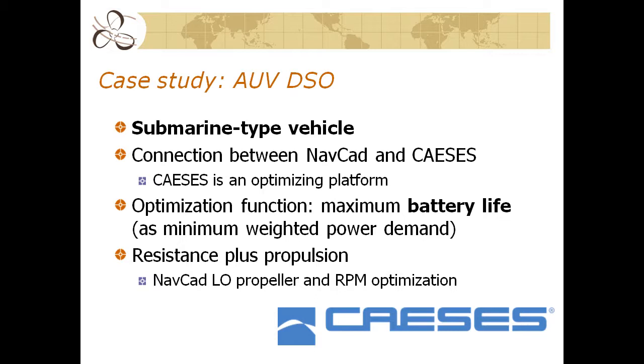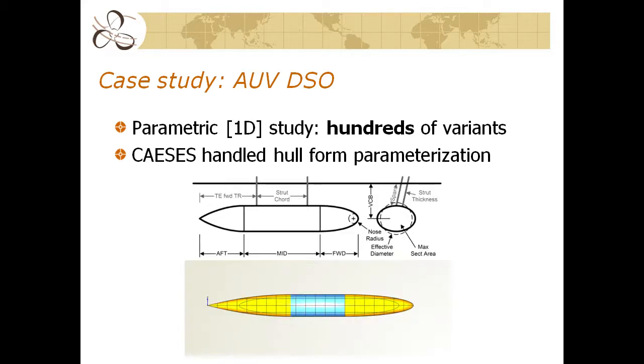Now the optimizing function for this was improved battery life, maximum battery life, which we then translated to a minimum weighted power demand. And so it had to be a system, again, resistance plus propulsion. So we used NavCad's lower order propeller and RPM optimization as a part of this. So we solved for the geometry of the hull that gave the lowest resistance.